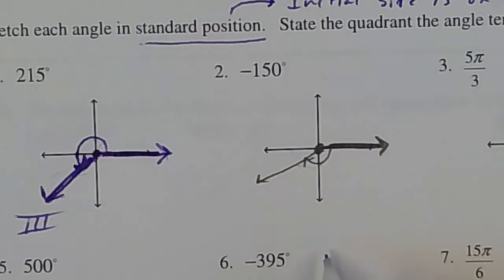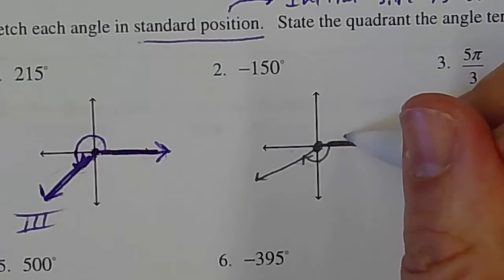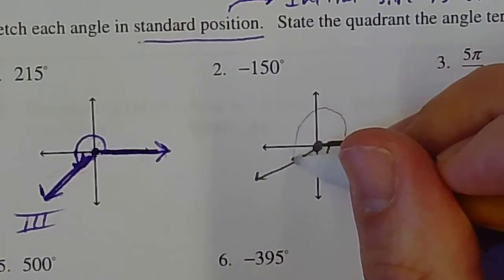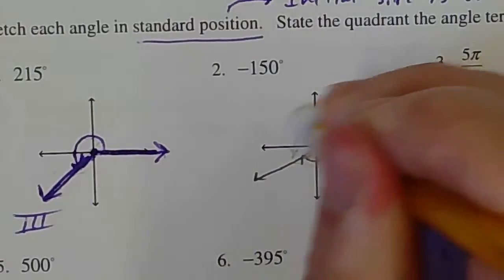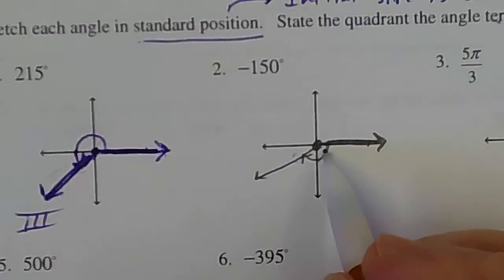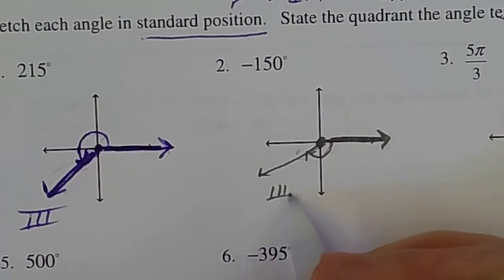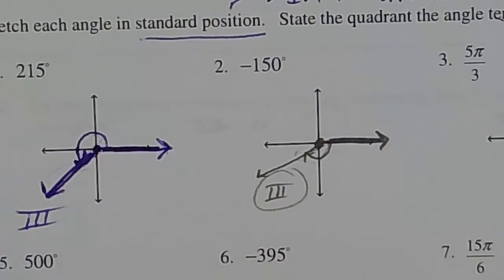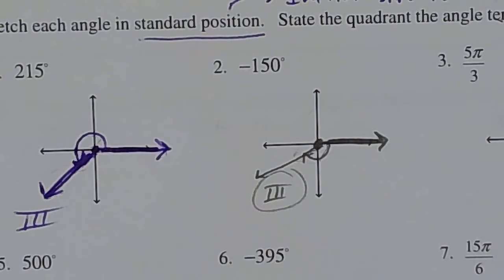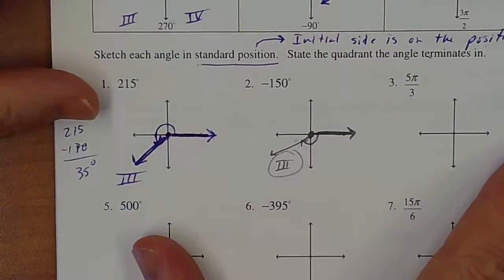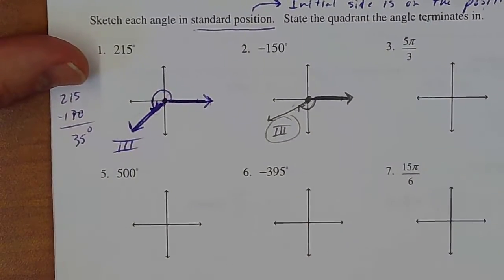The directional arrows are important because if I had the angles going this way around, that's a positive angle. So start and finish. This one happened to end in quadrant 3 again. Okay. Let's stick with the degrees right now, 5 and 6. I want you to pause the video and try 5 and 6.